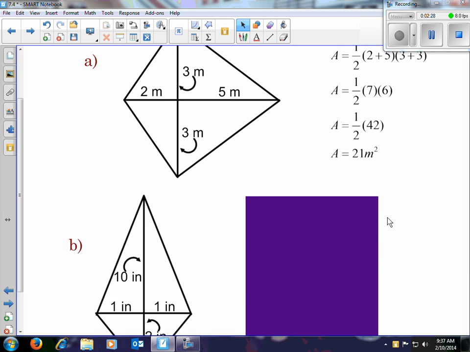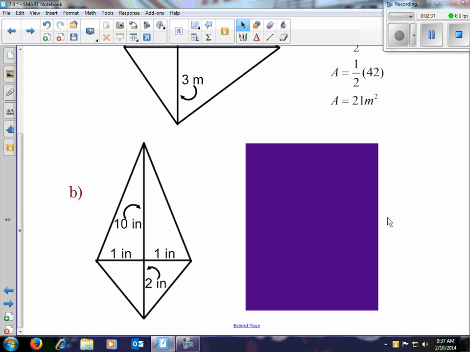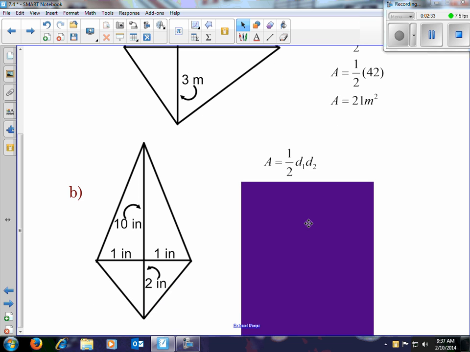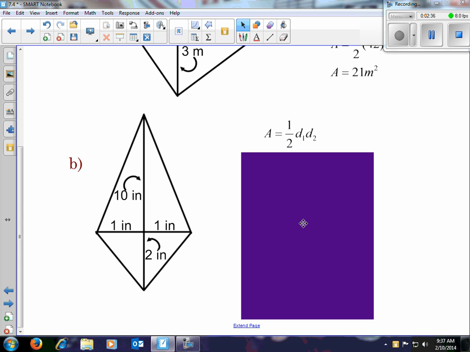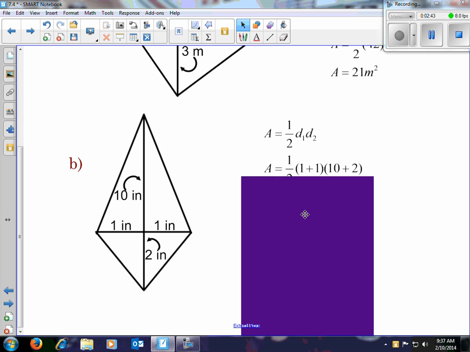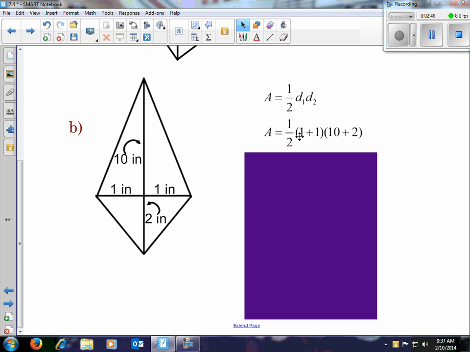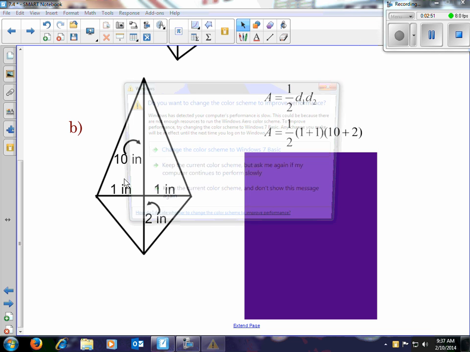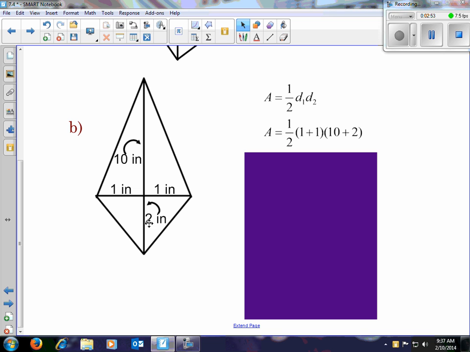Now, the next one, I want you to try to do on your own and then check your answers with me. We have our area formula for our kite, which is area equals 1/2 D1 D2, which is diagonal 1 and diagonal 2. Now, we have area equals 1/2 our diagonal 1, which is going to be 1 plus 1, and then our diagonal 2, which is going to be 10 plus 2. Now, it does not matter which one you label diagonal 1 or diagonal 2. I could have done 1/2 of 10 plus 2 times 1 plus 1.